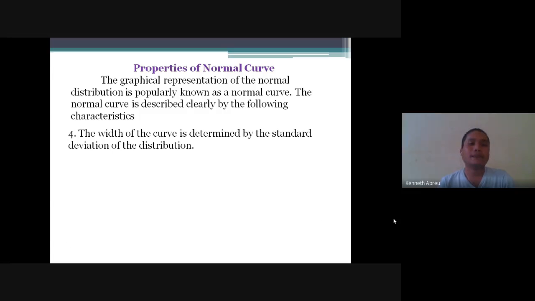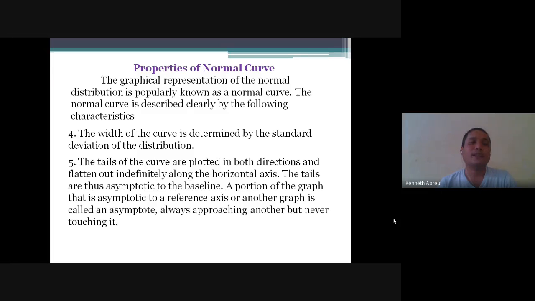Fourth one, the width of the curve is determined by the standard deviation of the distribution. O yung pinaka-lapad daw ng ating curve, ang dinedetermine daw noon would be the standard deviation. The tails of the curves are plotted in both directions and flatten out indefinitely along the horizontal axis. The tails are thus asymptotic to the baseline.